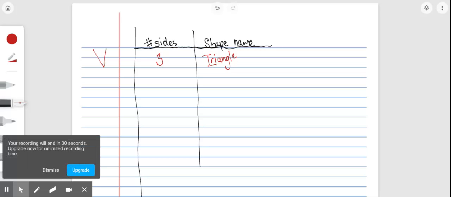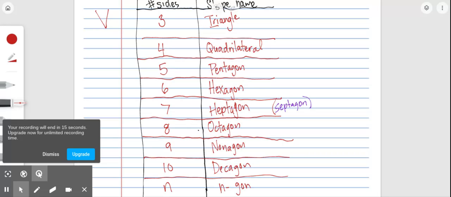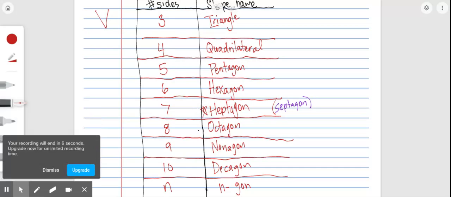Okay, so then we're going to go on to the next ones. Okay, so take a second, pause this, write down those numbers on the left, and then try and fill out the names that you remember. And then pause it, and I'll go over the names. Okay, so these are the answers. Quadrilateral, pentagon, hexagon. For 7-sided, you can call it a heptagon or a septagon. Heptagon is the preferred term. Octagon, nonagon, decagon, engon. Okay, I'll talk about that in a second.